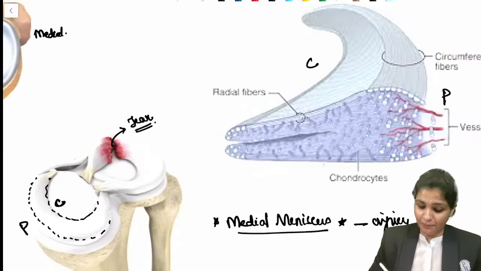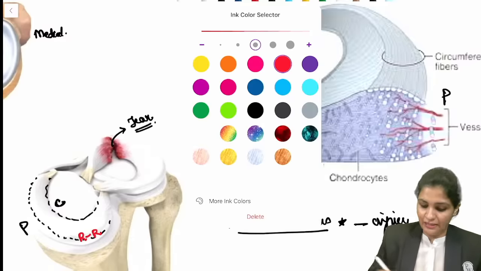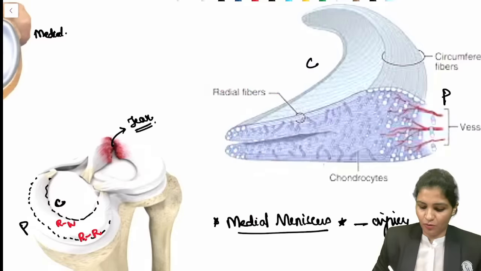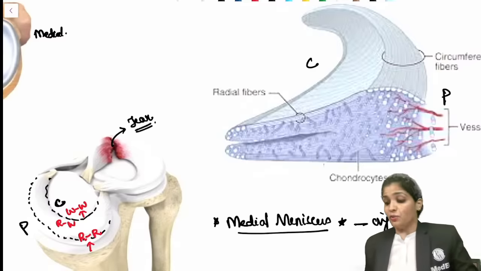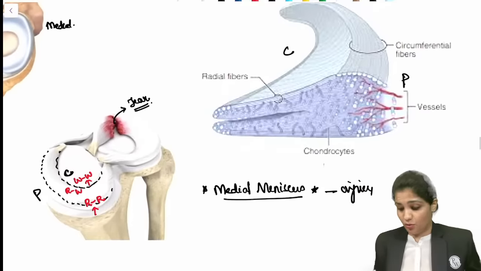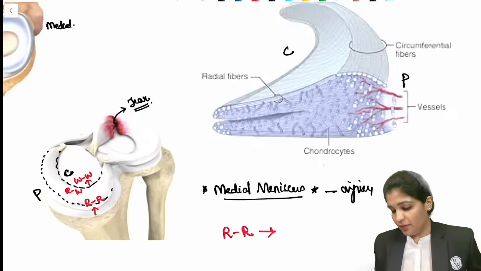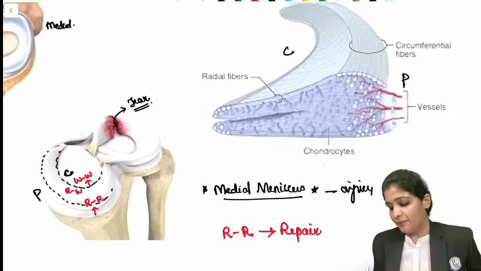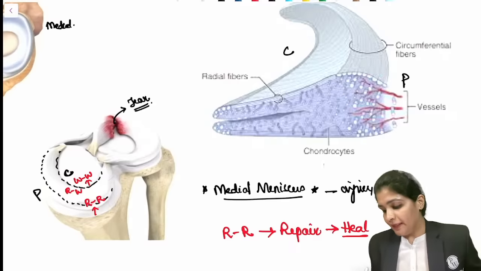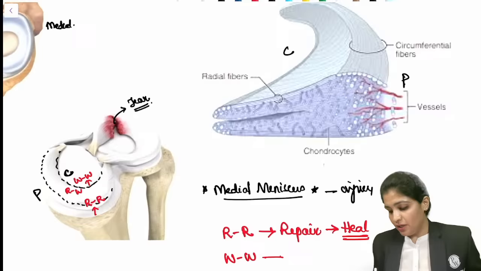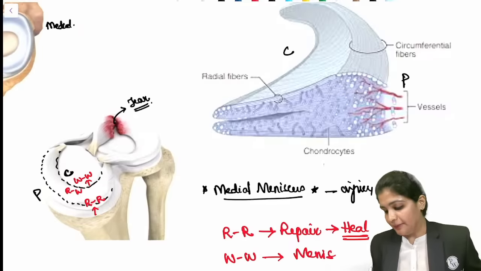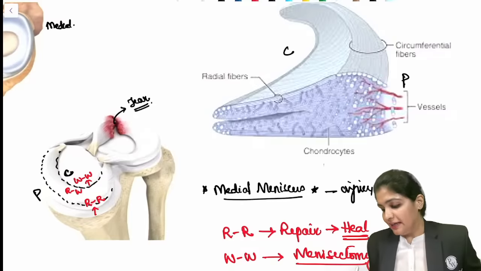Why this is important is that in the peripheral part there are blood vessels. So this is called the red zone, this is called the red-white zone, and this is called the white zone. This area is white and this area is red. Whenever there is any tear in your red zone, you can go for repair and this will heal because of the blood supply. But in case of the white zone, you have to go for meniscectomy. Healing potential is absent in the white zone, so you go for meniscectomy.